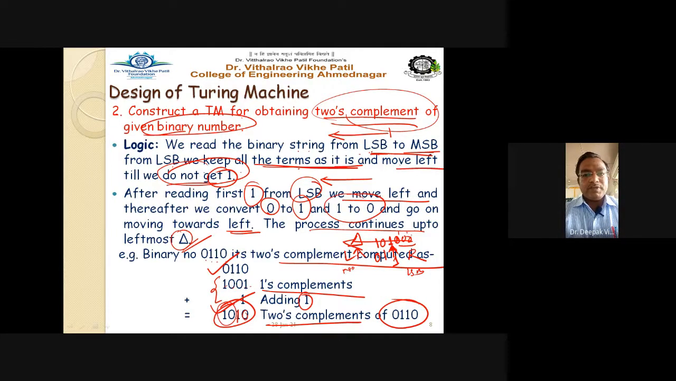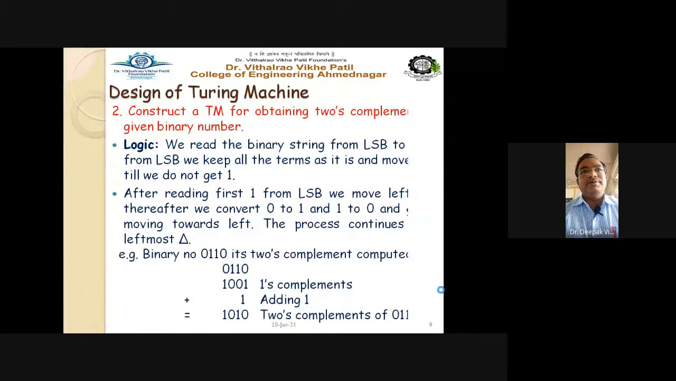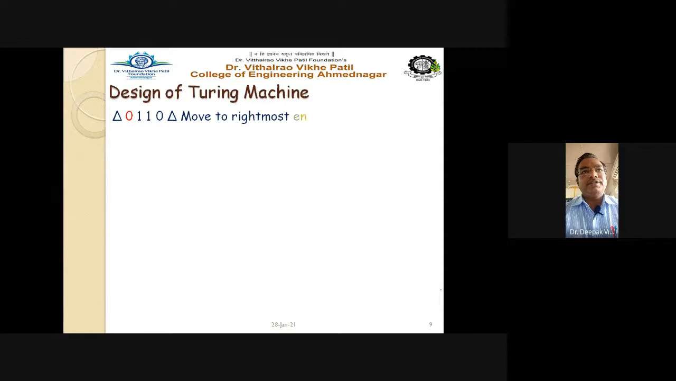So with this particular logic, we are building the Turing machine. Be focused, concentrate on your slide. Take the string in the input tape, 0, 1, 1, 0. Both sides are marked with a capital delta. As per our logic, we have to move to the rightmost end until we reach the capital delta. Now the pointer is here.